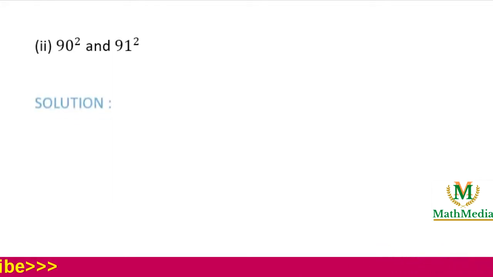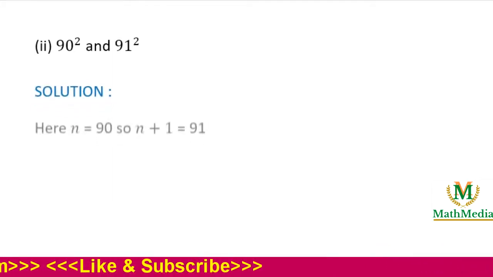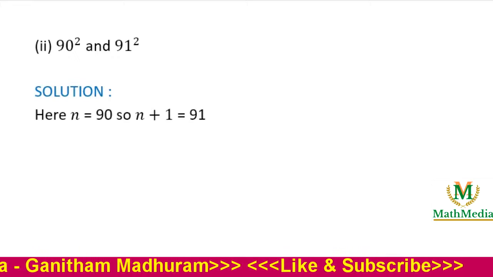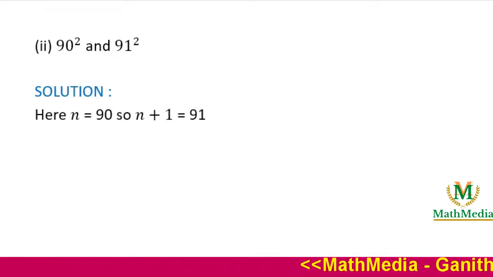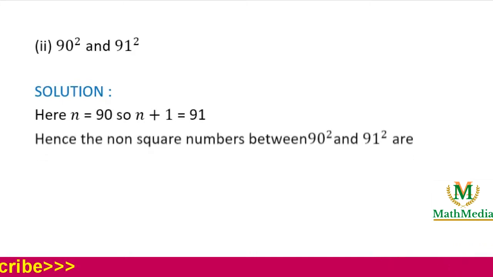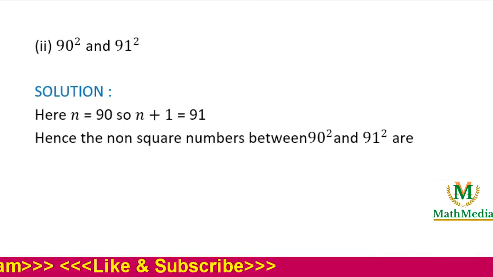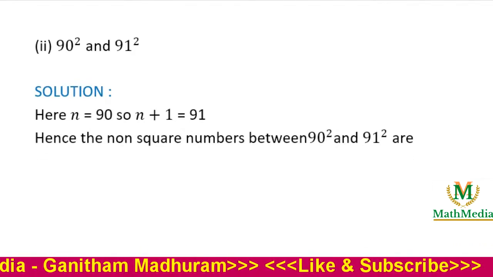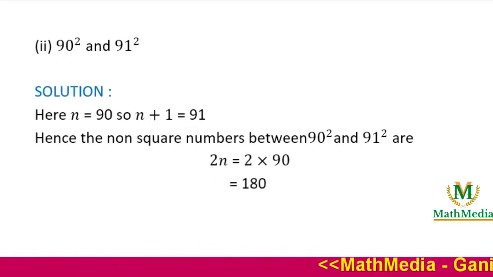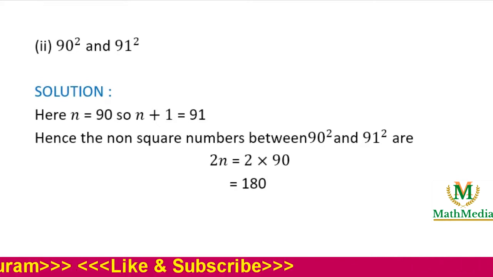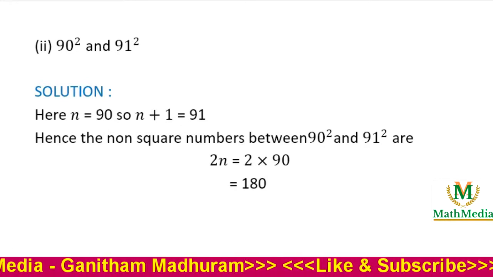Our next question: between 90 square and 91 square. Here n equal to 90, so n plus 1, what will be n plus 1? 90 plus 1 is 91. Hence the non-square numbers between 90 square and 91 square are 2n, that is 2 into 90 equal to 180. Hence there are 180 non-square numbers between 90 square and 91 square.